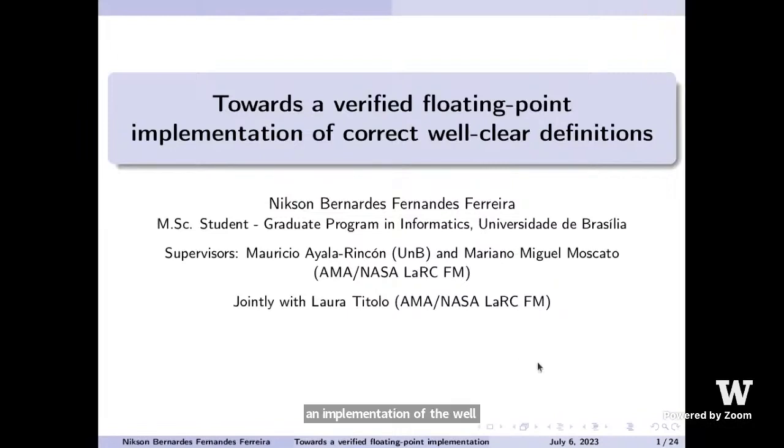Yes. Hi, I am Nikson, a master's degree student at the University of Brasilia, supervised by Dr. Marcelo Ricon and Dr. Mariano Moscato, and this work also includes the collaboration of Dr. Laura Titolo. Today, I will present a verified floating-point implementation of the correct well-clear definitions.